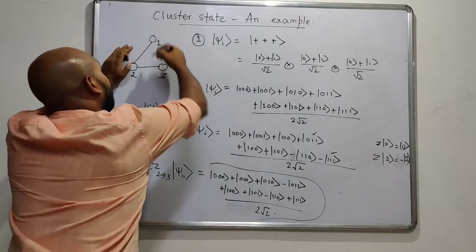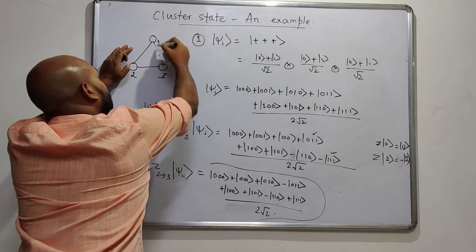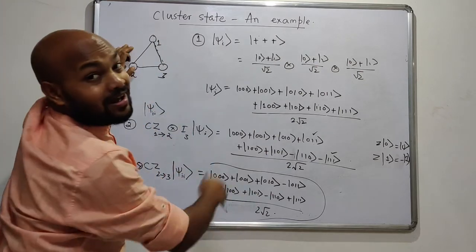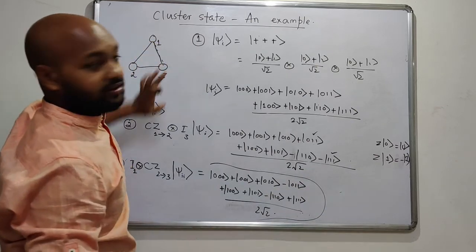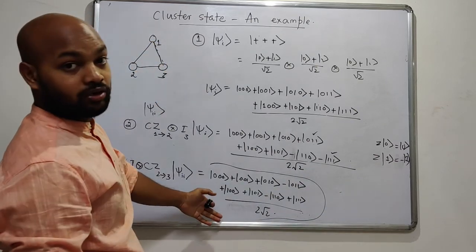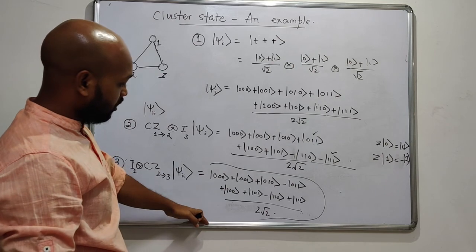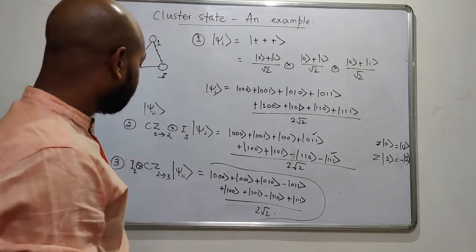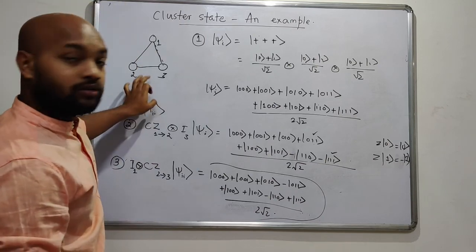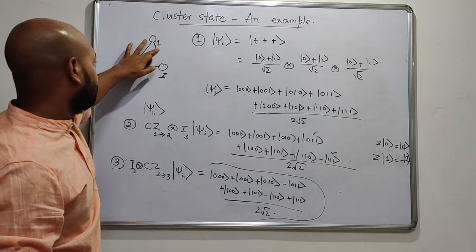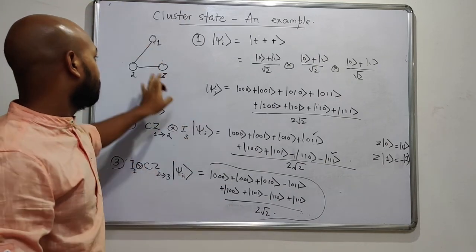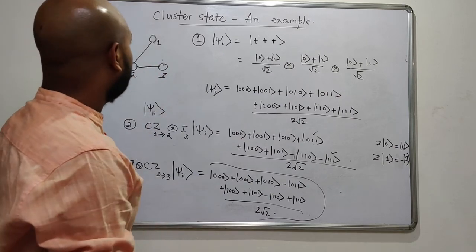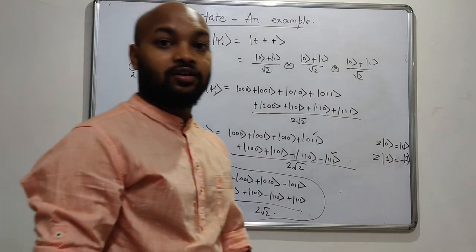Suppose we had this edge also, then we would have done another step connecting 1 and 3. I would have to do another step where I link the first and third qubit to obtain that cluster state. But here, this is the state that represents this particular cluster state. Okay, let's close here.